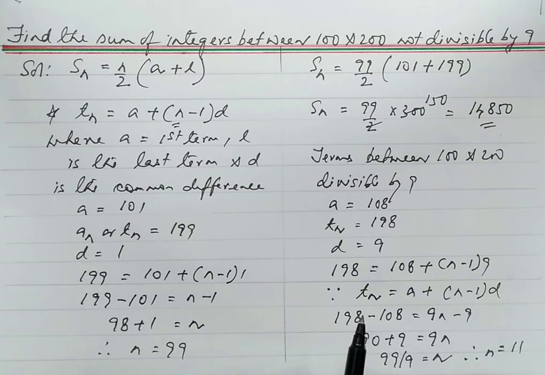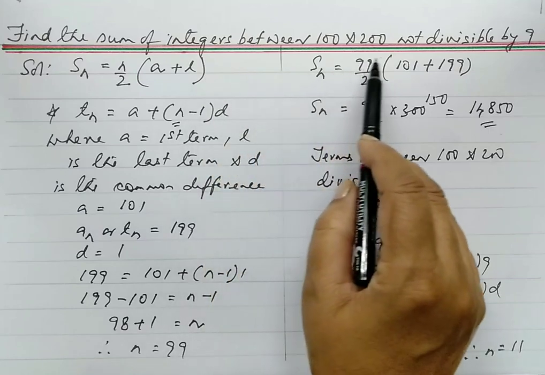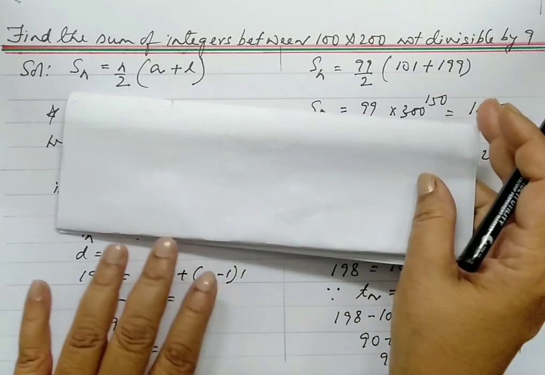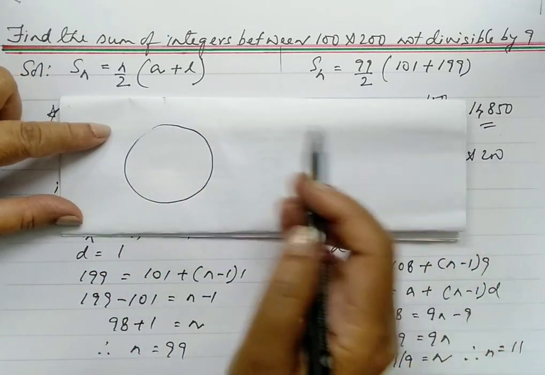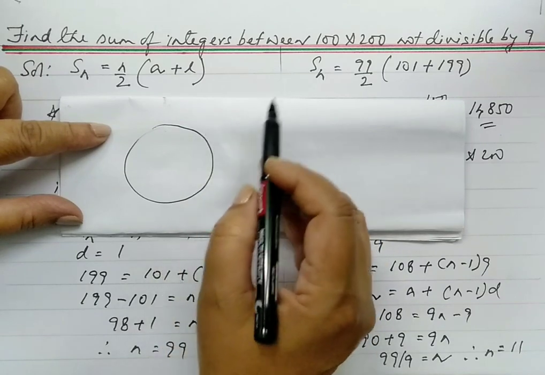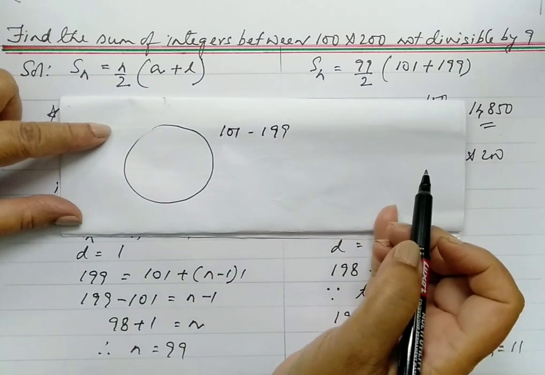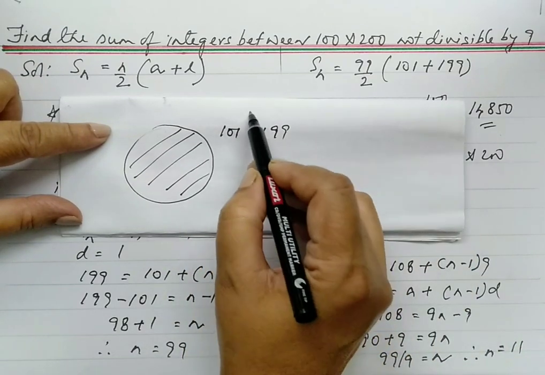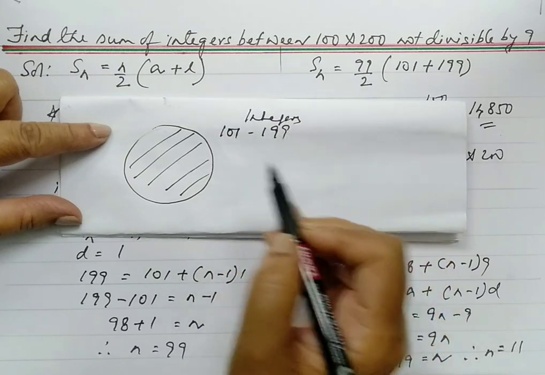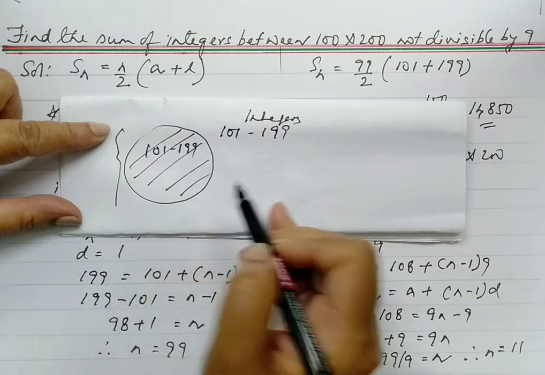Let me explain you with the help of a diagram. What are we up to? The sum of the integers between 100 and 200. Supposing we have this big circle. It comprises all those numbers, say from 101 till 199. So we will have them all inside this. All the integers, remember guys, all the integers from 101 to 199.